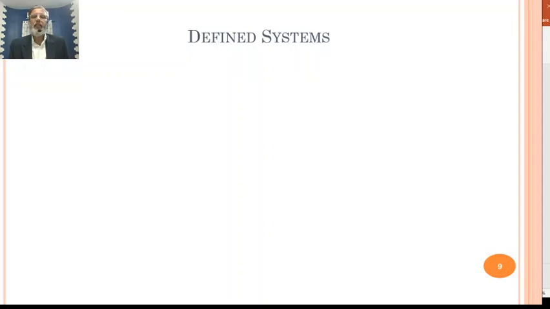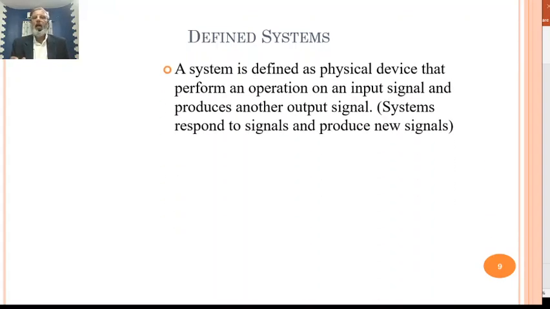Then systems are used to process the signals. The definition of a system: a physical device that performs an operation on an input signal and produces another output signal is called a system.